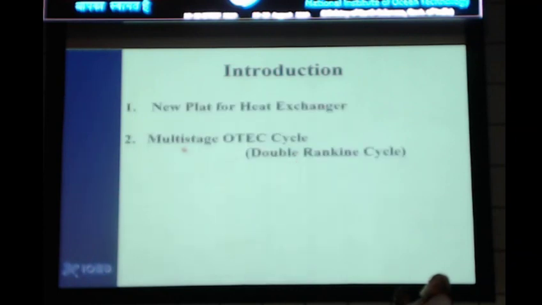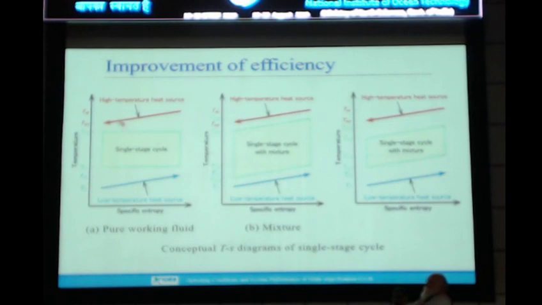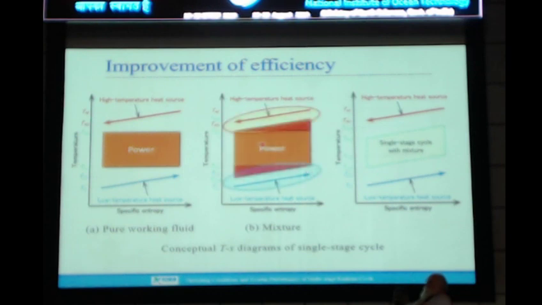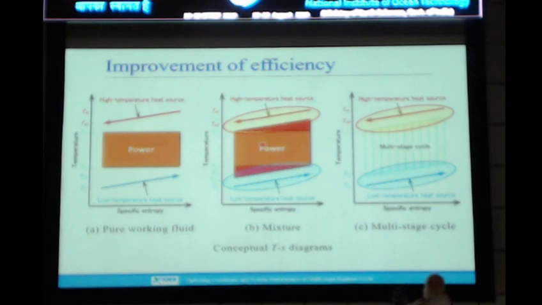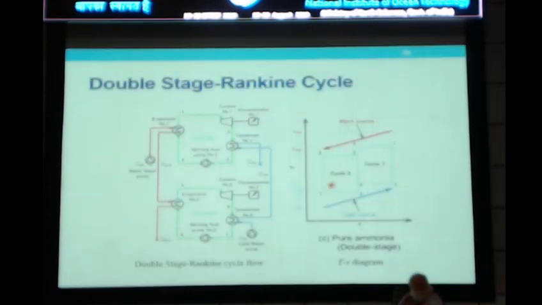Next we want to explain the multi-stage OTEC cycle, the double Rankine cycle. As we know, there is the conventional Rankine cycle, the pure Rankine cycle, and next we challenge mixtures. But if mixtures are used, in some cases the heat exchanger performance, the heat transfer coefficient, decreases. So we want to challenge the double Rankine cycle. The double Rankine cycle increases the output. In the double stage Rankine cycle, after the OTEC uses the warm seawater, we use it for the next OTEC cycle. So we can get this area added to the output.